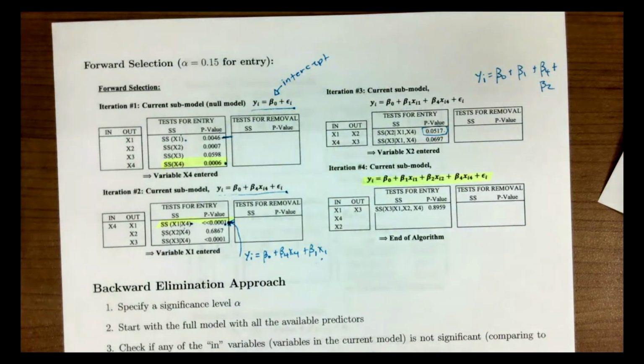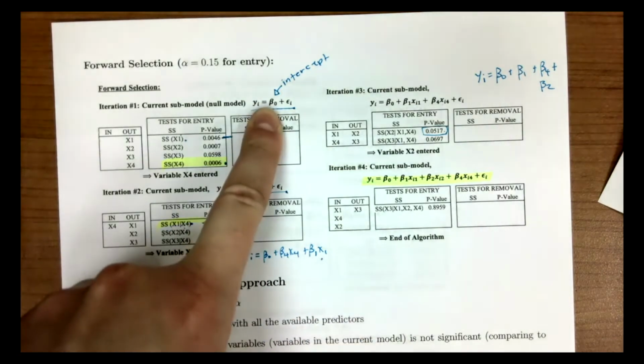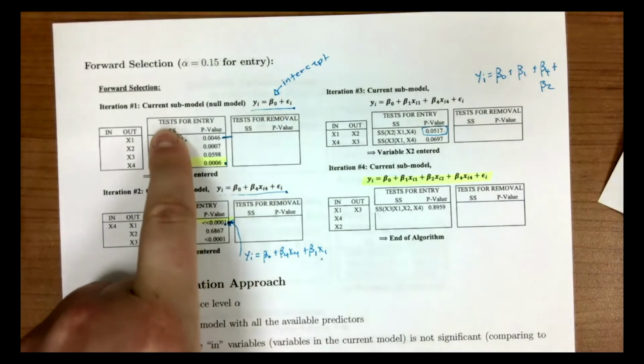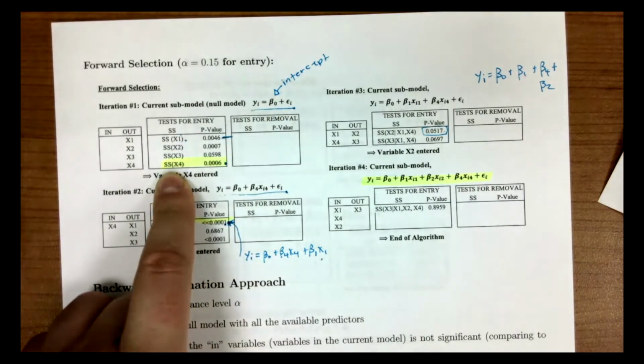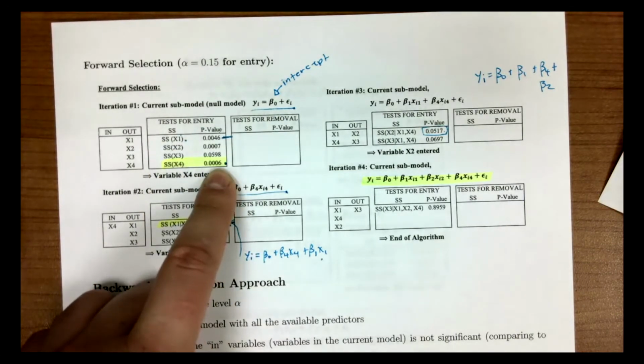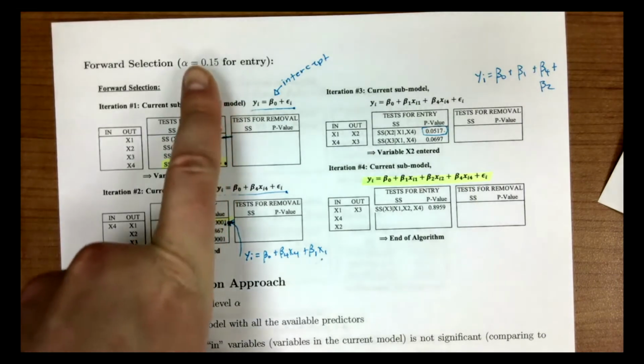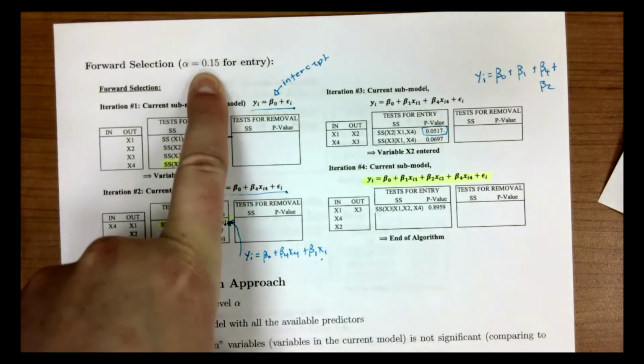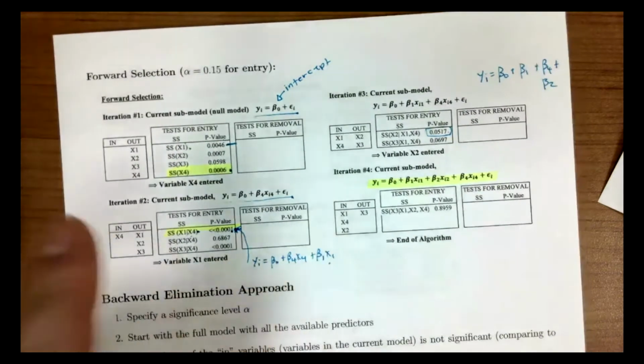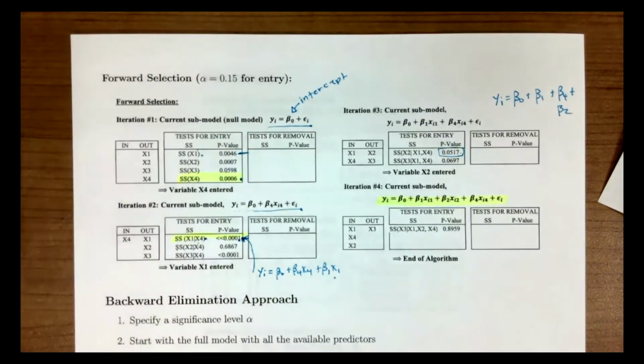Okay, so that's forward selection. We start off with nothing in the model, essentially. We check every single predictor by itself. We pick the one that has the smallest p-value that is also lower than our alpha. We add it, and then we repeat that.